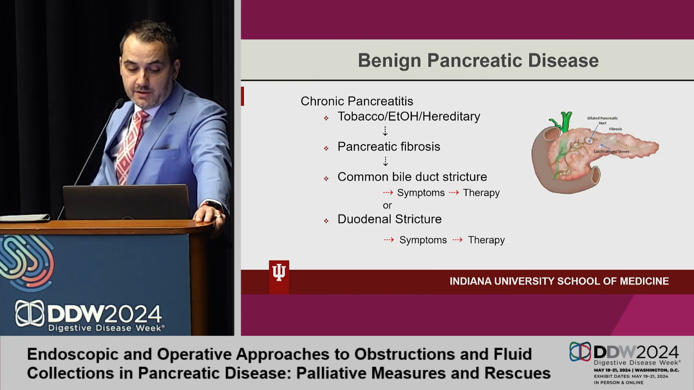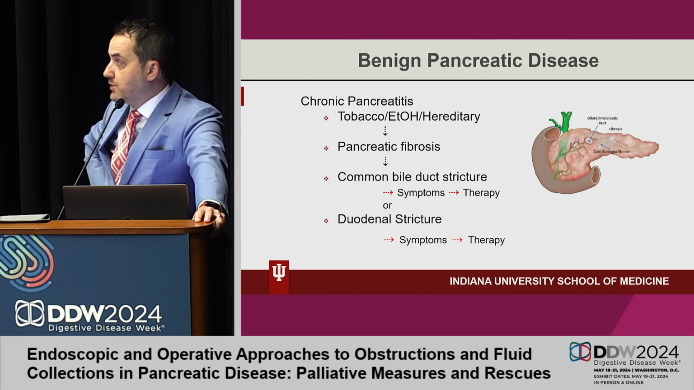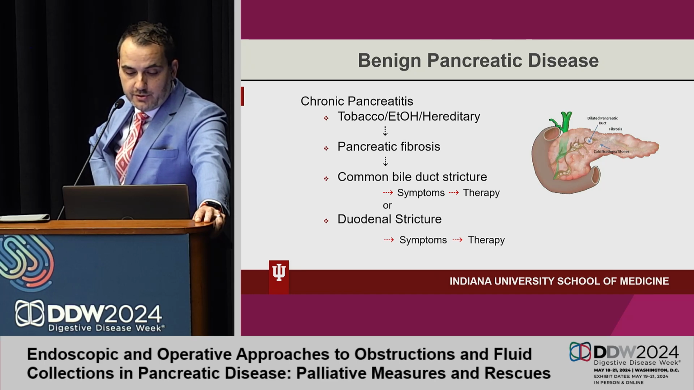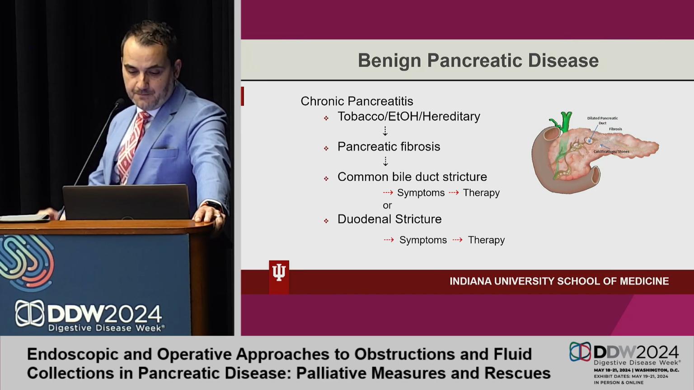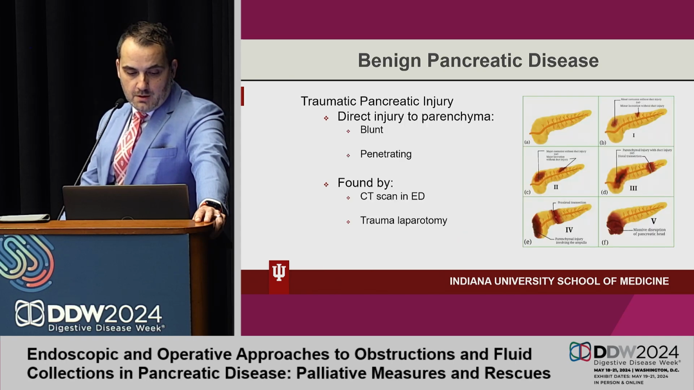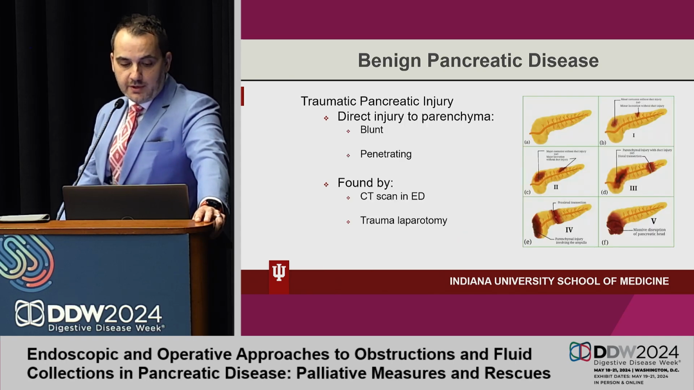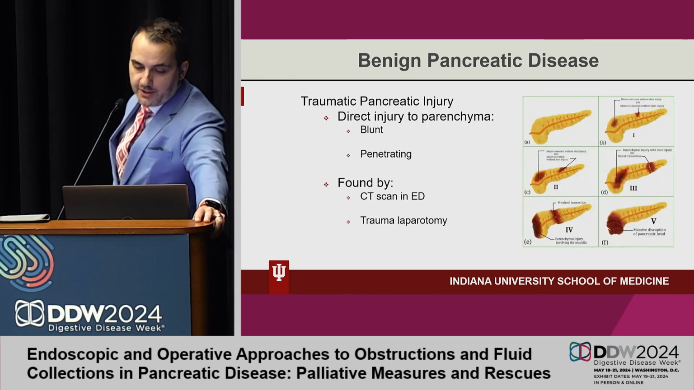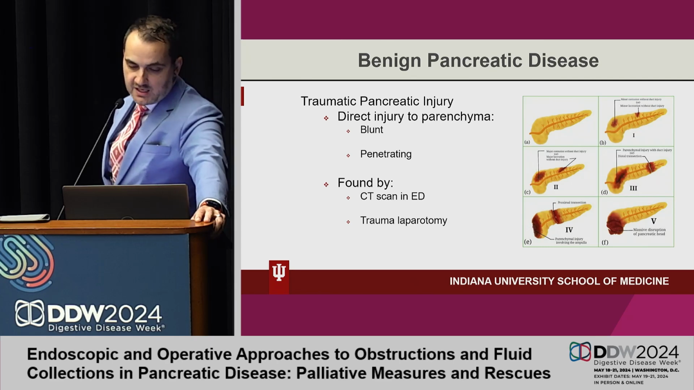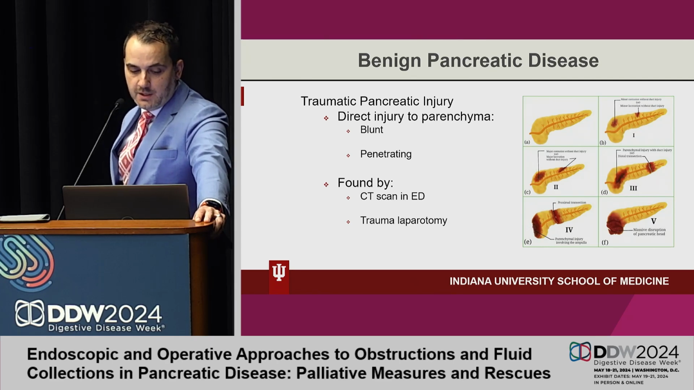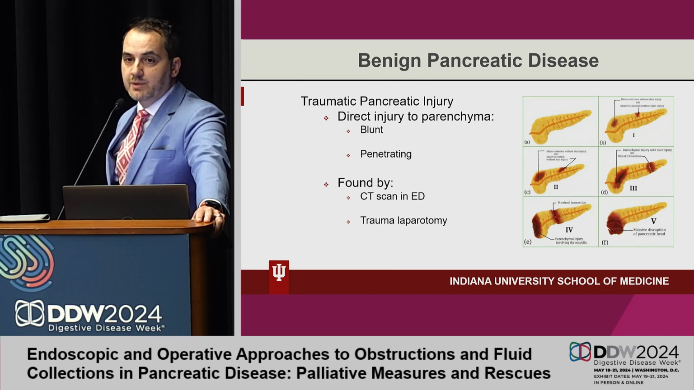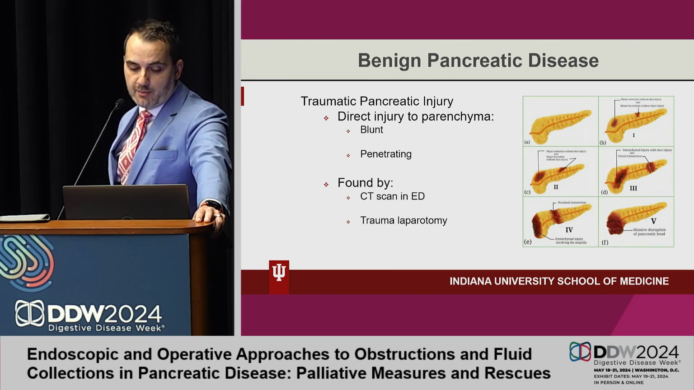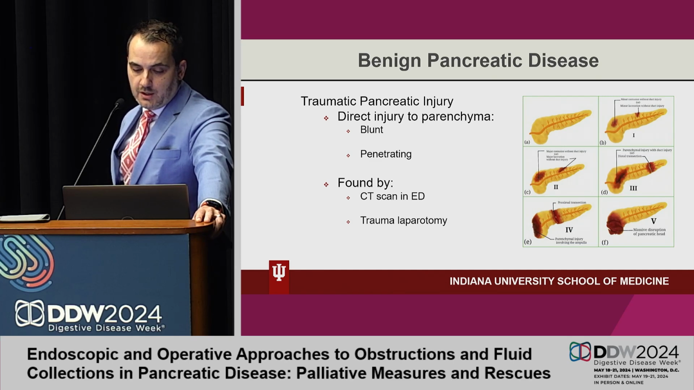Also, chronic pancreatitis is known to cause common bile duct strictures, as well as duodenal strictures, again, with very unique presenting symptoms and subsequent therapies. Pancreatic trauma, so direct injury, either blunt or penetrating injuries, and we have this nice classification here on the right. Typically, these are diagnosed either incidentally on CT in emergency departments and pan scans, and then sometimes during exploration for trauma laparotomies for other indications.